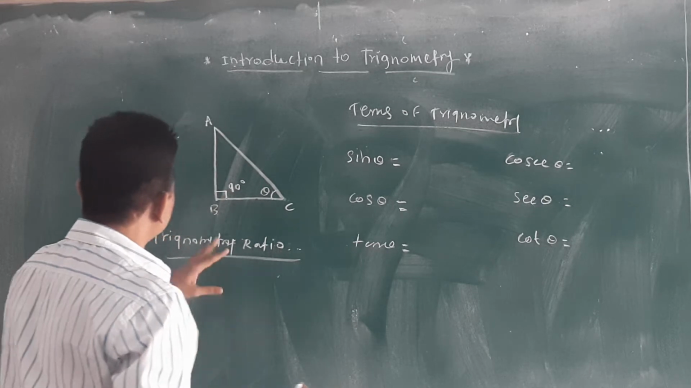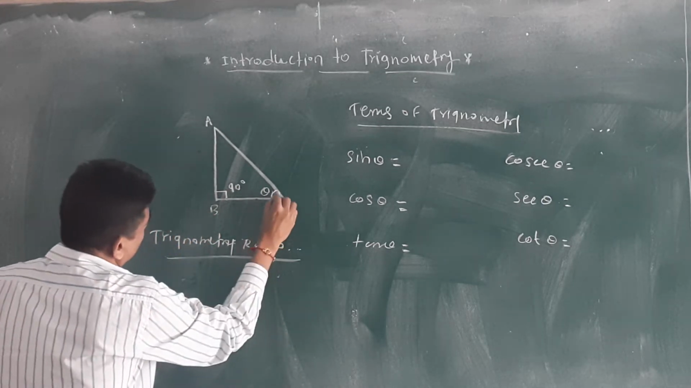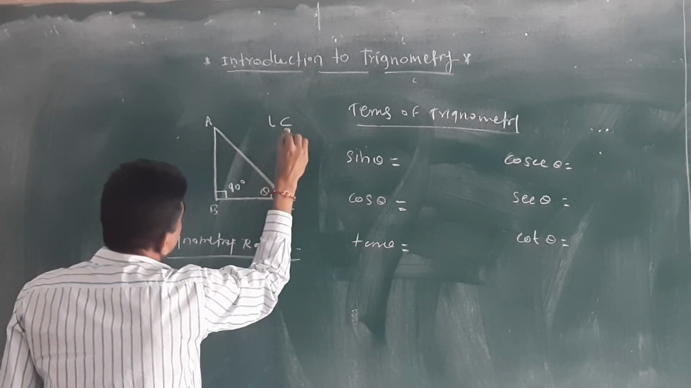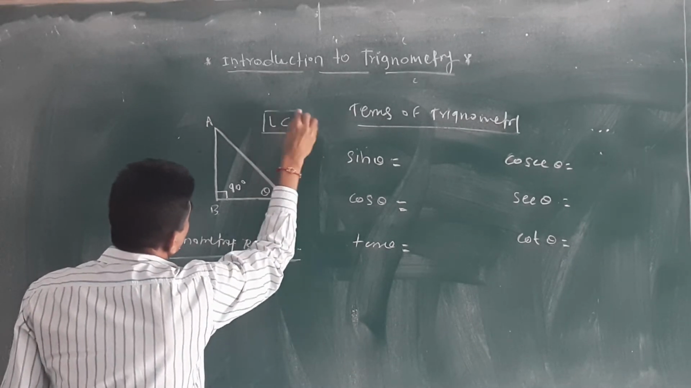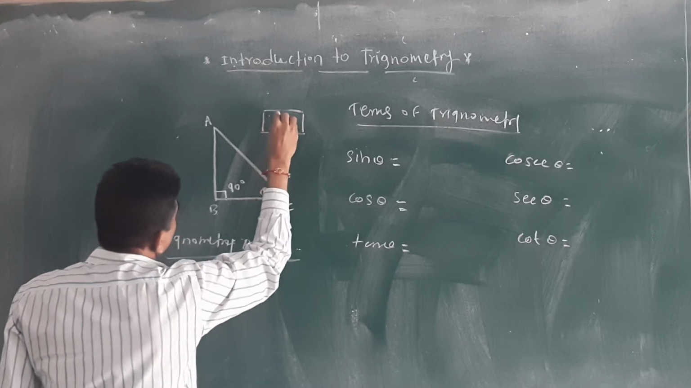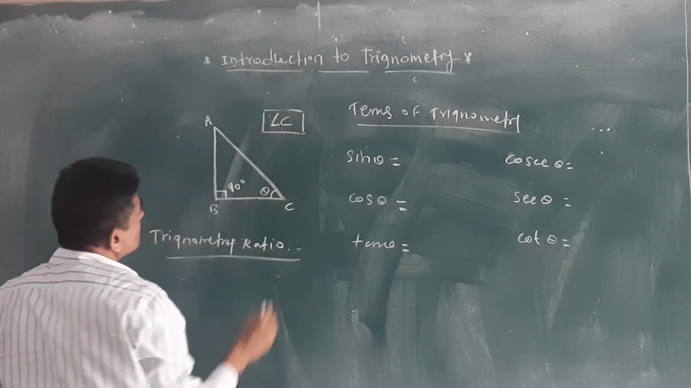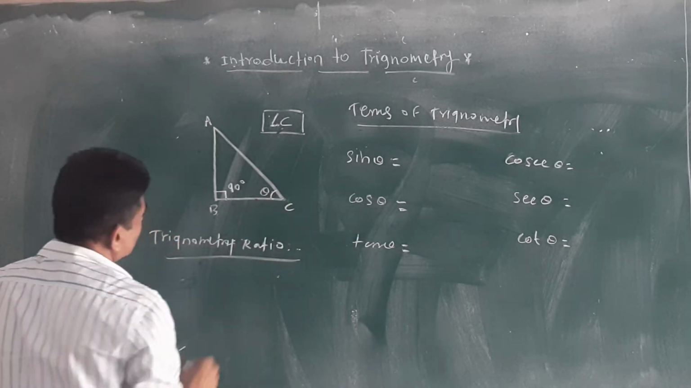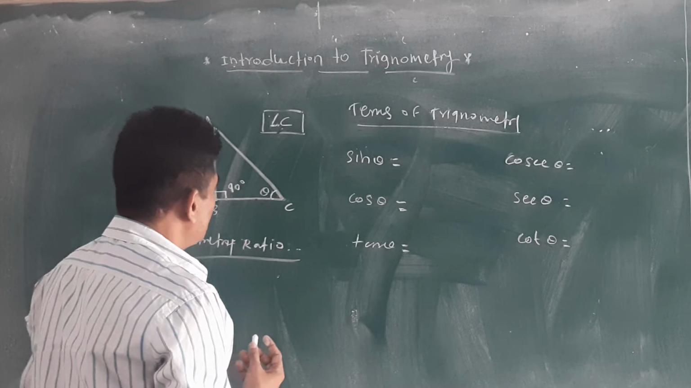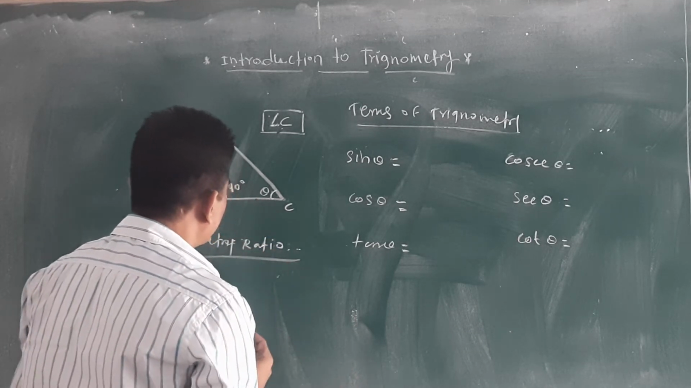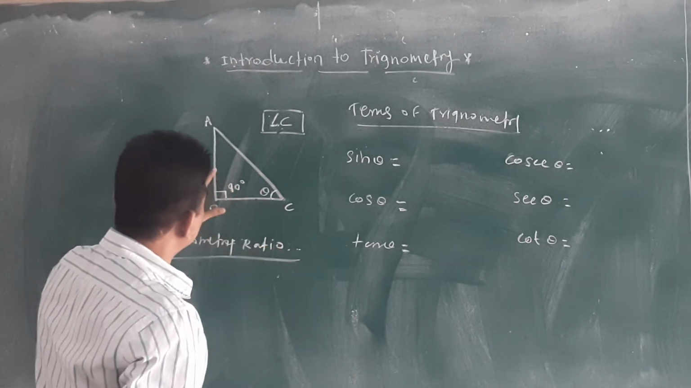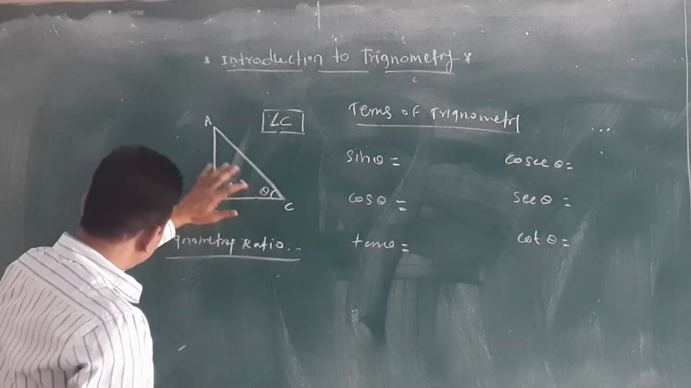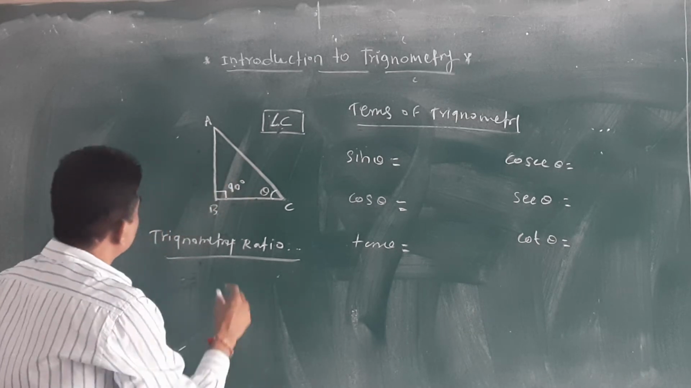See, first is sin theta. I will write here. We'll consider the angle C. This is the symbol of angle. We consider angle C as theta. Theta is nothing but the value of that angle. First check sin theta. Before going on, you should remember this: the opposite side is always the perpendicular.